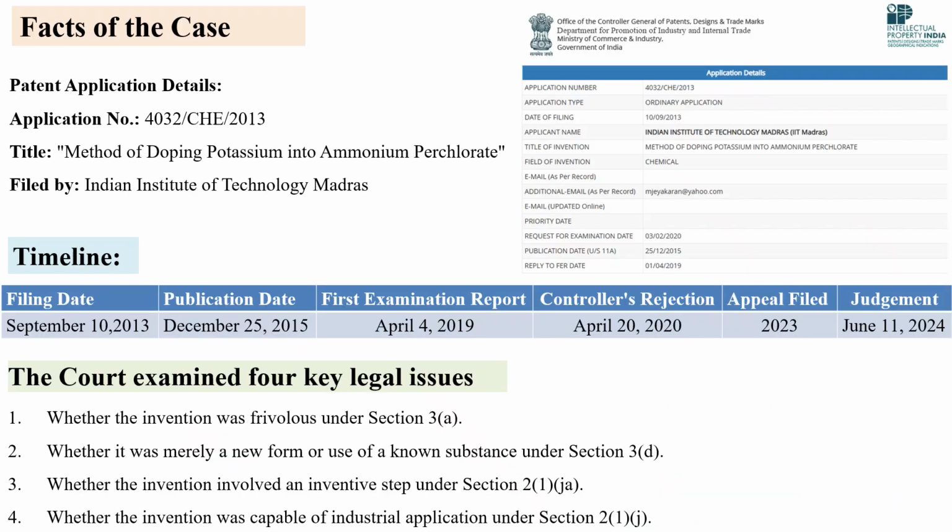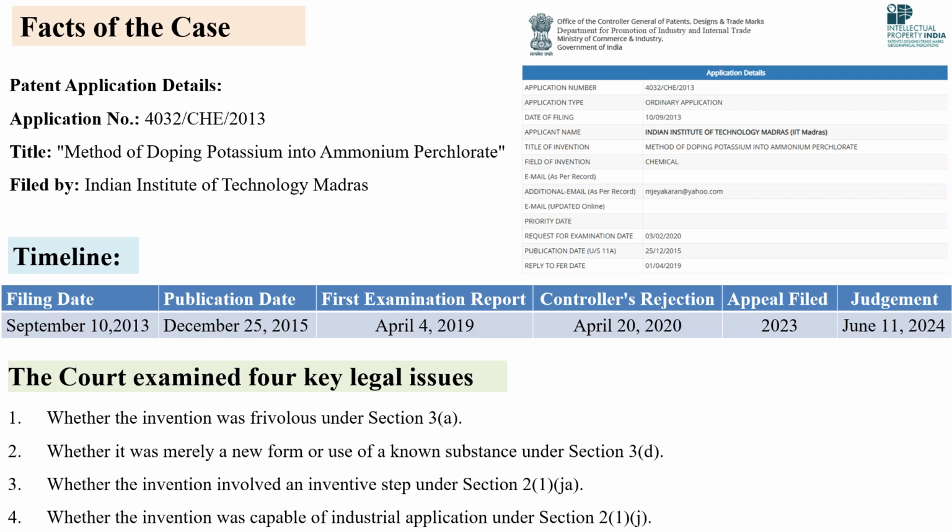So, the facts of the case: IIT Madras challenged the rejection of their patent application titled Method of Doping Potassium into Ammonium Perchlorate. The court examined four key legal issues ranging from frivolity to industrial applicability. So let's look at the timeline.